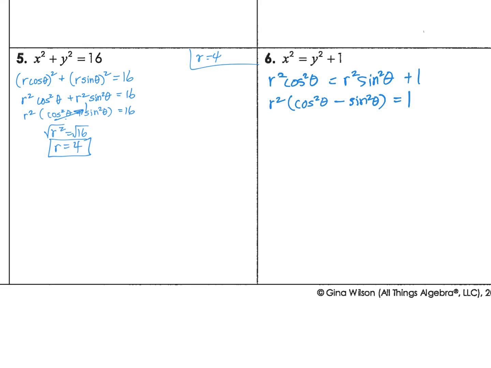Oh, hey. Anybody had their sheet out that has all those Pythagorean formulas on it? The identities? What is cosine squared minus sine squared? Cosine 2 theta. Thank you. So this is r squared cosine 2 theta equals 1. So now what? Divide both sides by cosine 2 theta. So now we have r squared equals 1 over cosine 2 theta, which is what?